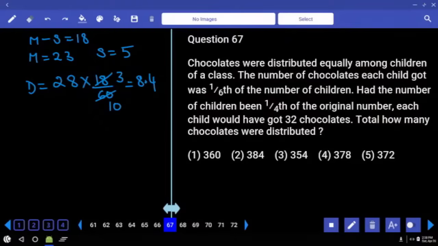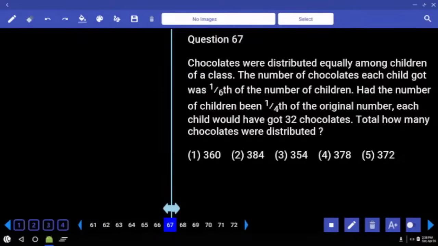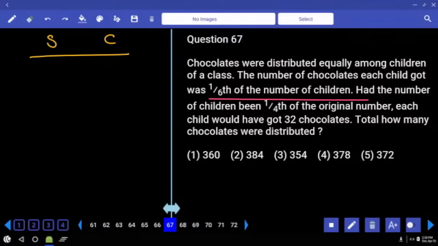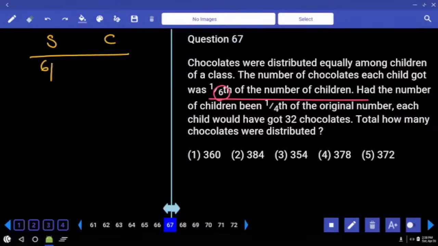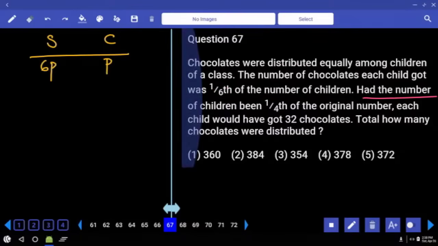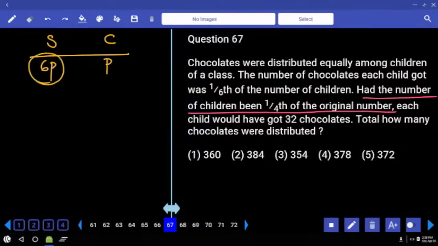Next, chocolates were distributed equally among children of a class. The number of chocolates each child got was 1/6 of the number of children. Number of children, the other way I'll call students, and then the number of chocolates distributed. Number of chocolates that each child got was 1/6 of the number of children. Denominator 6, so I'll start by taking students as 6 parts. Then the number of chocolates each student gets is 1 part.